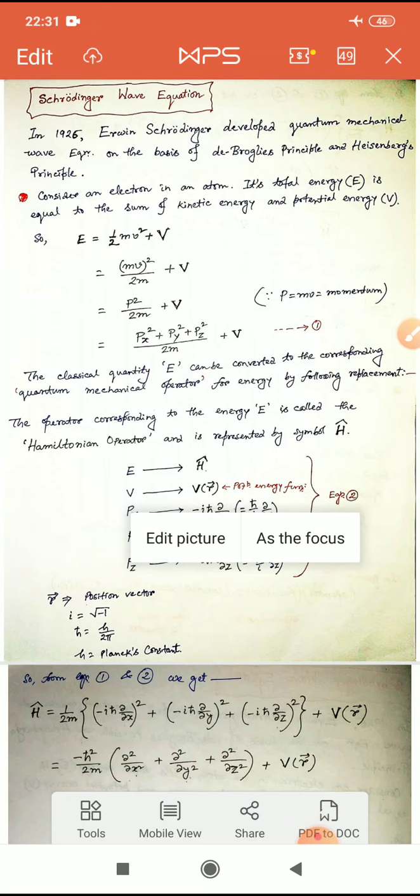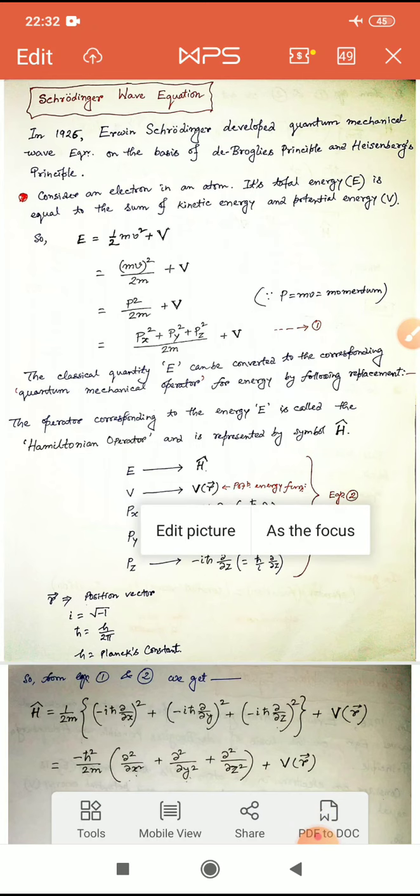Today, I decided to discuss the most important part of quantum chemistry or quantum mechanics, that is the Schrödinger wave equation. The Schrödinger wave equation plays an important role in overall quantum mechanics.